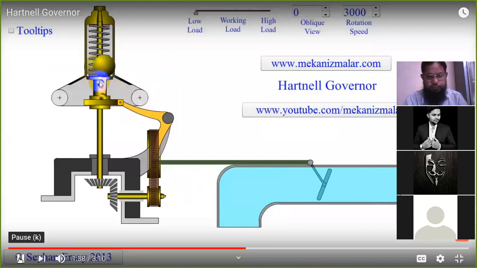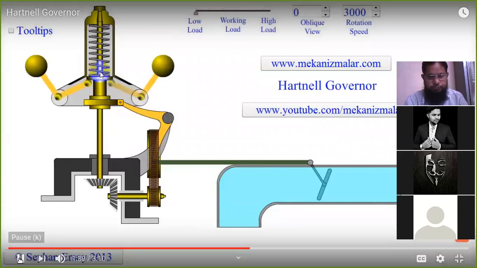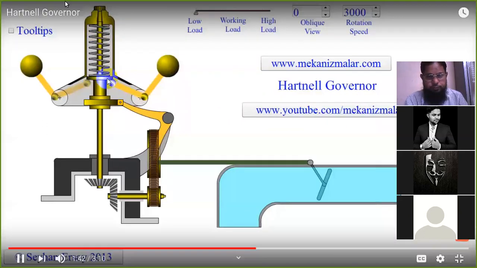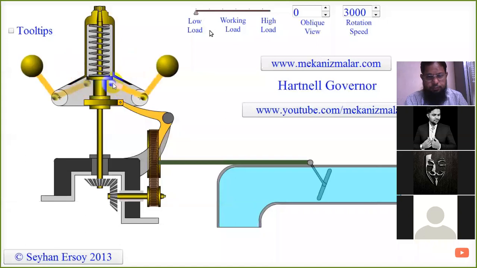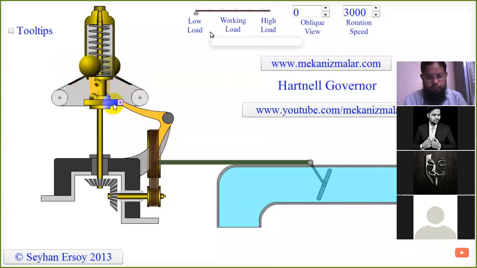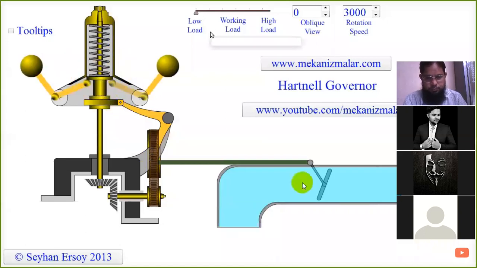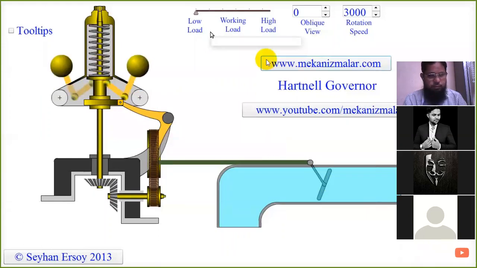As the fly balls move out against the spring tension, the central sleeve would be forced upwards. This in turn moves the bell crank, valve rod and control valve in the correct direction to minimize steam flow. Therefore it decreases the speed back to its normal operating speed.